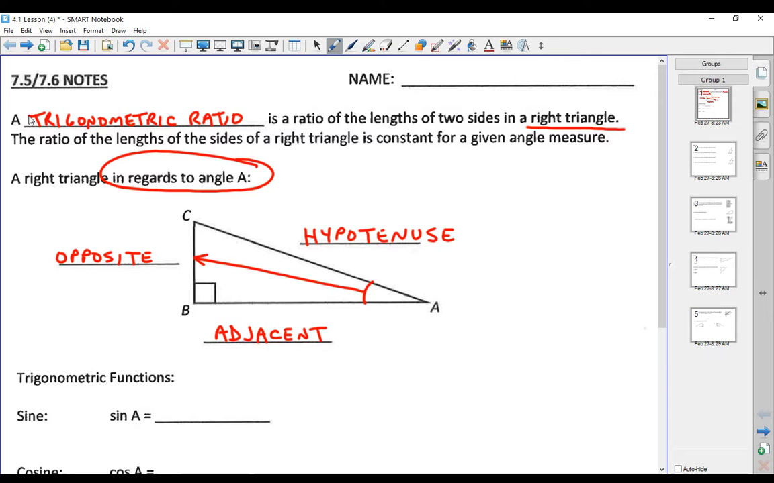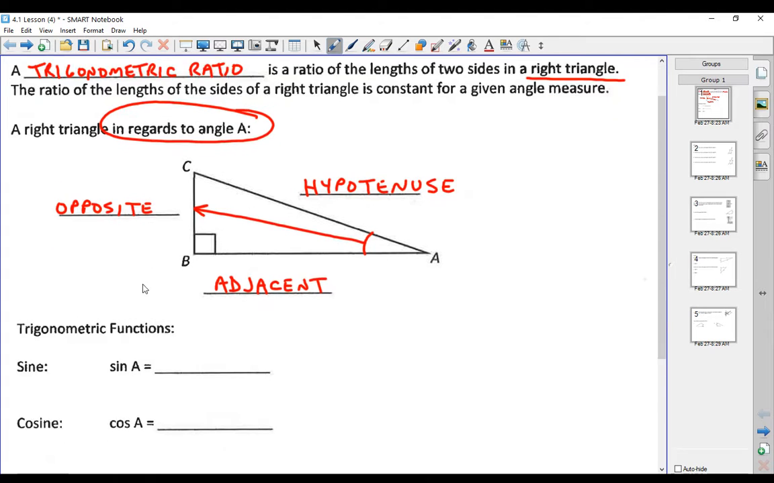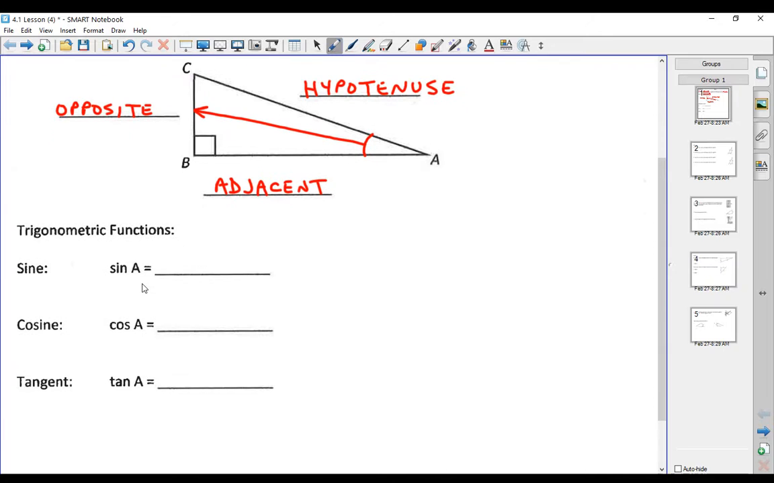So we have the three sides of the triangle in relation to angle A: the hypotenuse, which is always the hypotenuse, and the opposite and the adjacent, which could change based upon what angle we're looking at. Now, there are three trigonometric functions or three trigonometric ratios that go along with this drawing.